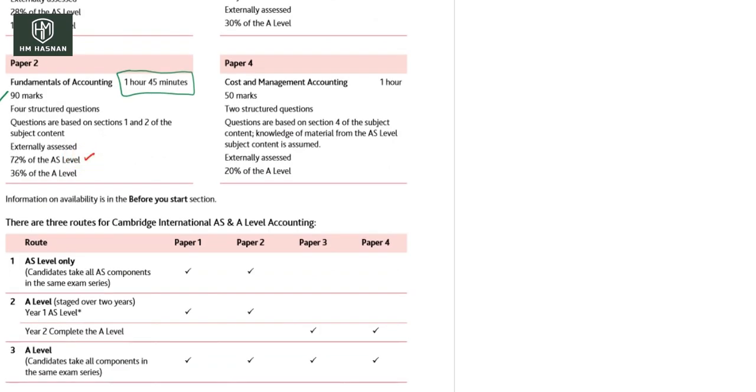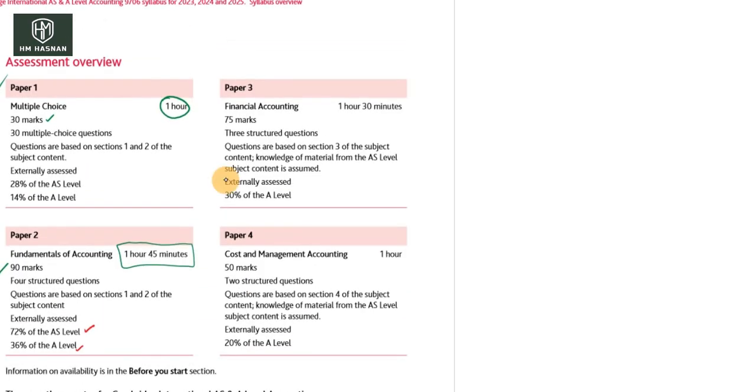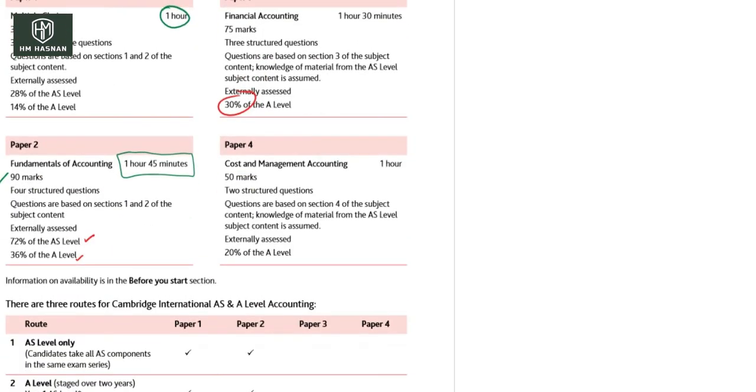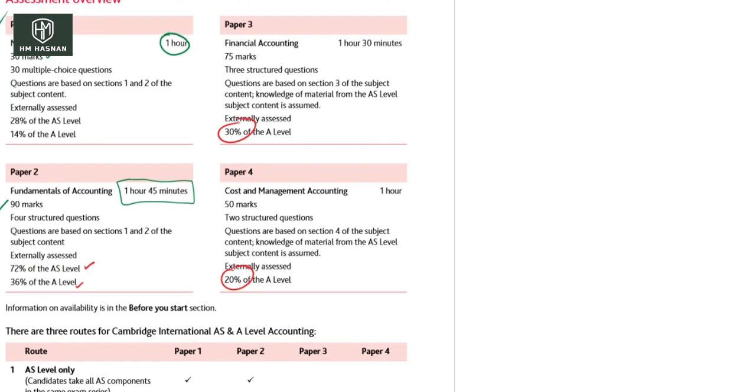For AS level, 72% of the AS level syllabus is included in paper 2, and in paper 2 for an A level student it's included only 36%, because the remaining percentage will be divided for the A level student in paper 3 and paper 4. But AS level students will appear in only 2 papers, paper 1 and paper 2. Got it?